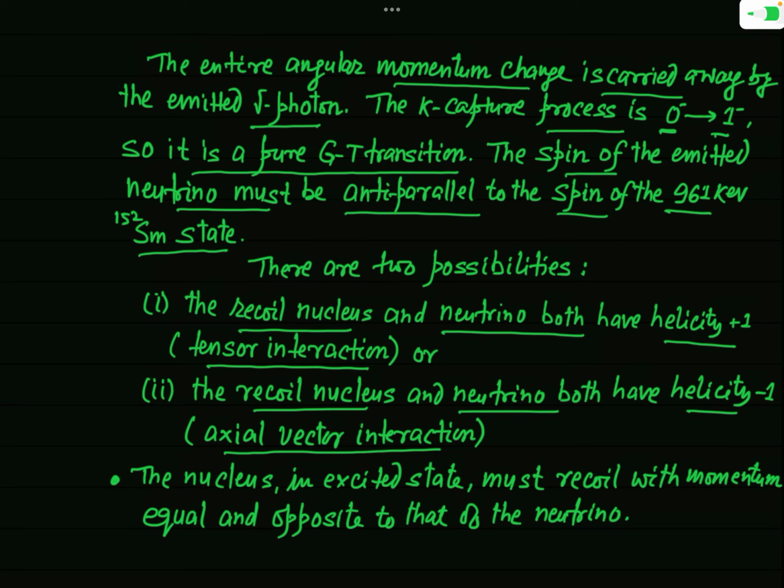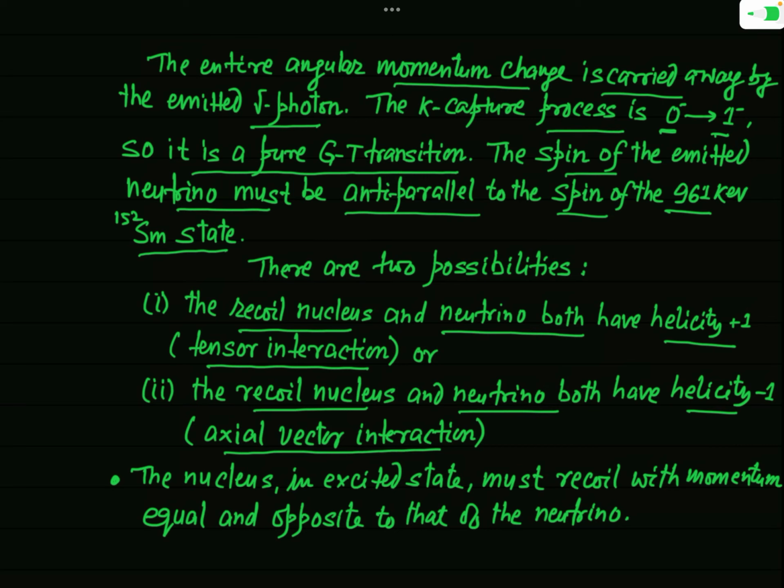And as I have told you earlier, finally we will see that the helicity of the neutrino will be -1, not +1. Finally, our result will be that. But here I am talking about the possibility, so I have also mentioned that it is possible that the helicity of the recoil nucleus and the neutrino may be +1 if the interaction is tensor. But actually in this process the interaction will not be tensor interaction, but axial vector interaction, and so the helicity will be -1. Okay.